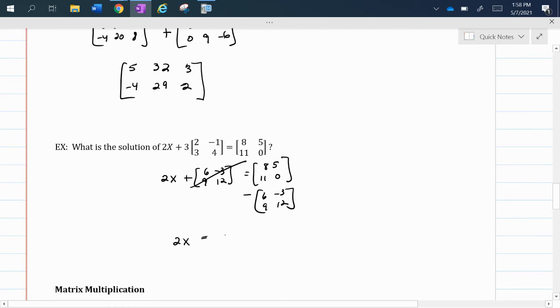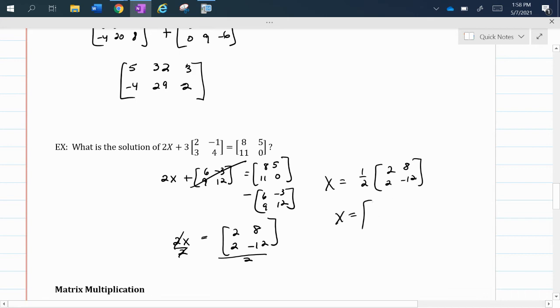So I have to be careful because I'm subtracting. 8 minus 6 is 2. 5 minus -3 is 8. 11 minus 9 is 2. And 0 minus 12 is -12. And then I have to divide both sides by 2. So dividing a matrix by 2 would be the same thing as multiplying the matrix by half. So I'm actually going to multiply by a scalar of a half. So I get another matrix, which is 1, and then 4, and then 1, and then -6. And that's it.